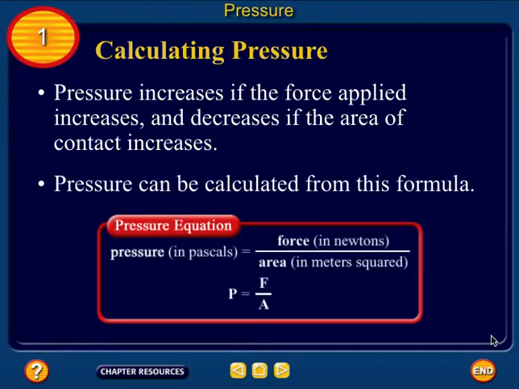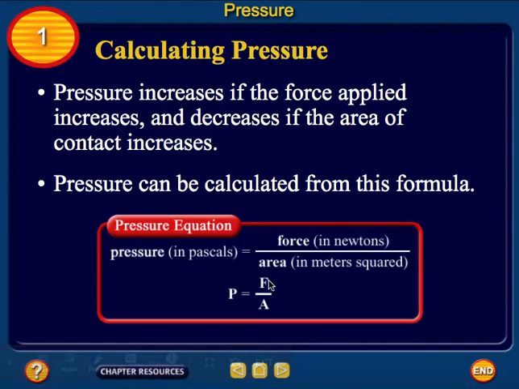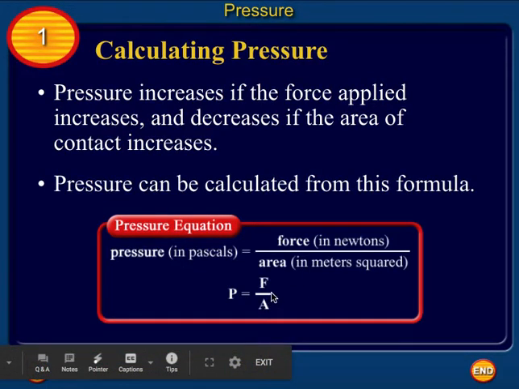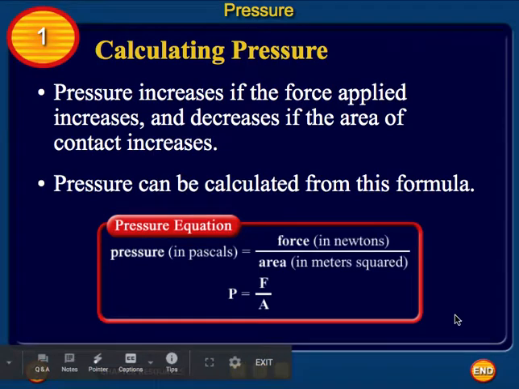Pressure can be calculated from this formula because we have this relationship between force and area. Pressure in pascals equals force divided by area. So the force that's applied is in our numerator, and the area over which that force is applied is in the denominator. Obviously, if the area gets bigger, the denominator gets bigger, which would reduce the fraction overall and make pressure less. If the force increases, you're increasing the numerator, which would make the overall pressure increase.